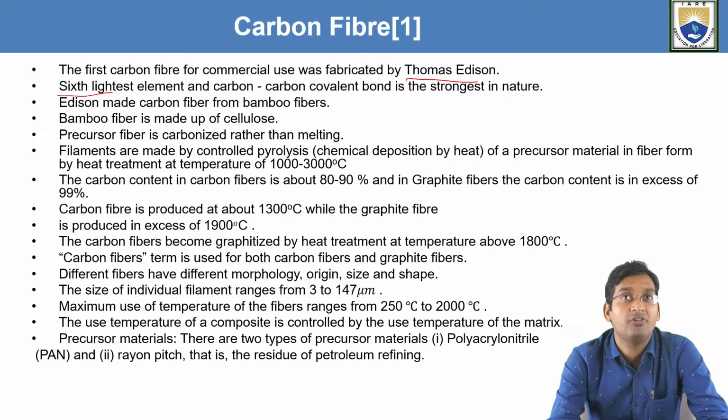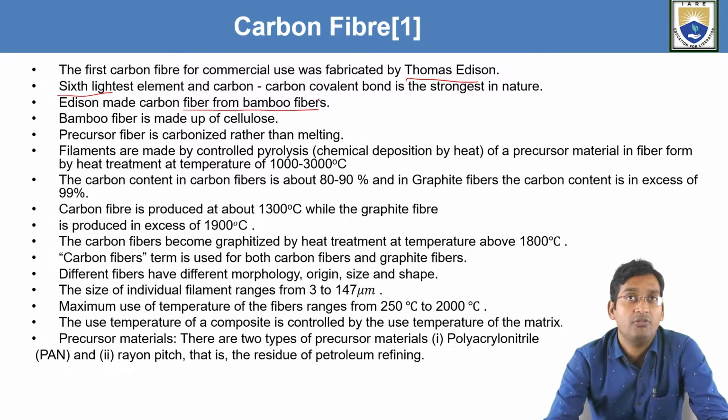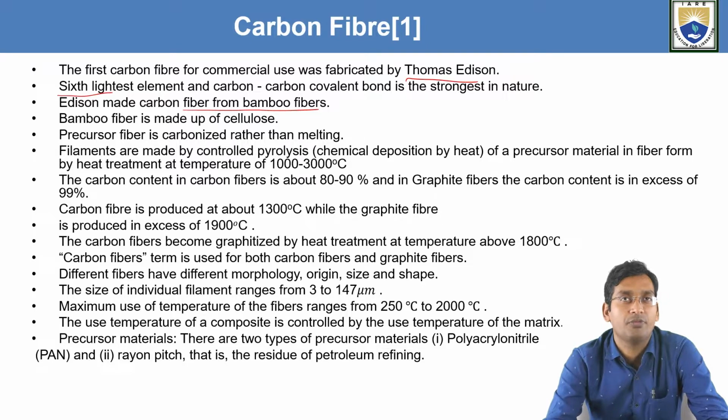Edison made carbon fiber from bamboo fiber. So Edison made it with what? By using bamboo fiber, he made the carbon fiber. Bamboo fiber is made up of cellulose, because bamboo is made up of cellulose.